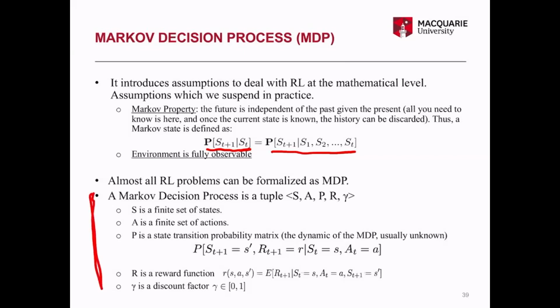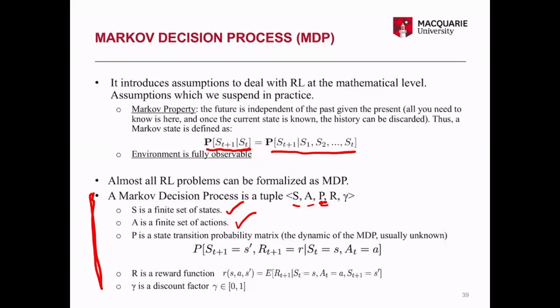It's basically a tuple. Whenever you're formalizing a problem in reinforcement learning, you have to gather this information in order to update your agent. One of them is the state, which is a finite set of states. The other one is the finite set of actions. There are certain things you can do, and you should know about them. This is usually unknown. We have it for some algorithms, but those algorithms are called model-based. In model-free algorithms, we don't know this, and we're trying to approximate it.